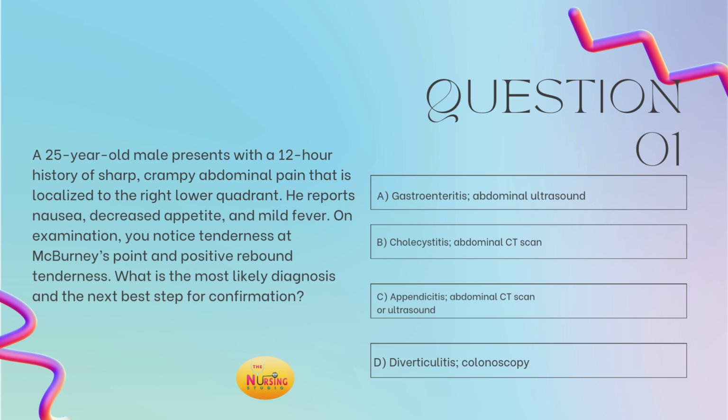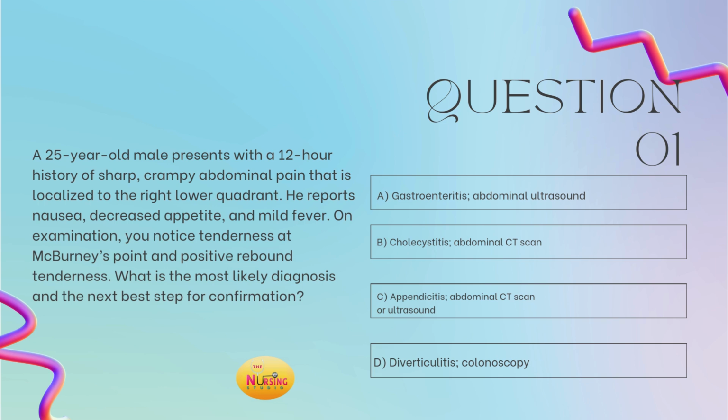All right, so I always recommend reading the stem of the question first as it allows you to slow down to ensure you're answering what is even being asked of you. So here, the stem of the question states, what is the most likely diagnosis and the next best step for confirmation, right? I tell you, if they're looking for a diagnosis, you need to run it back and look at the assessment findings. So this is a 25-year-old male.